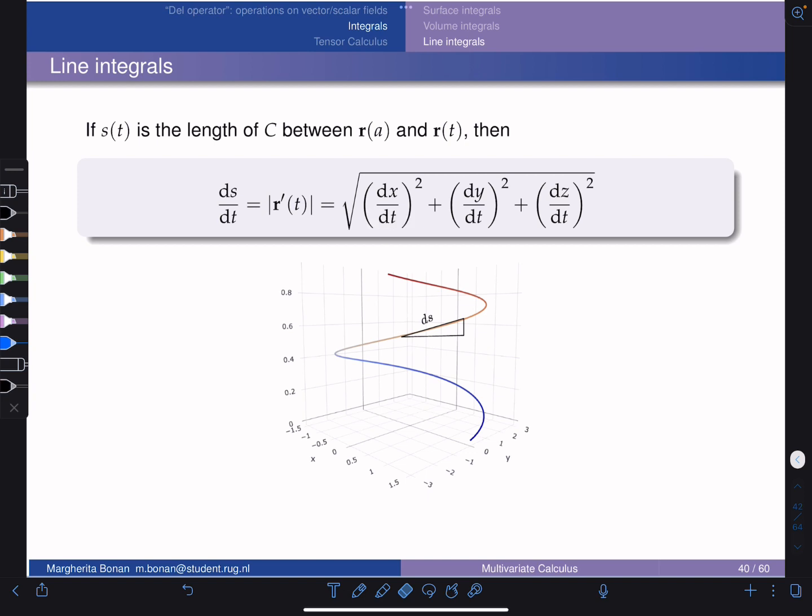We can see this in the drawing: ds is the hypotenuse, actually the diagonal of the parallelepiped with sides dx, dy, and dz. And of course, this diagonal is given by this formula over dt, of course.